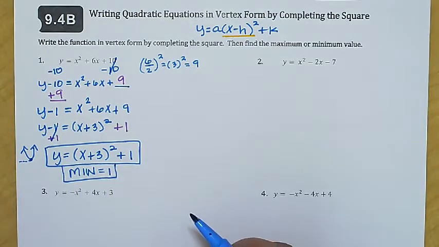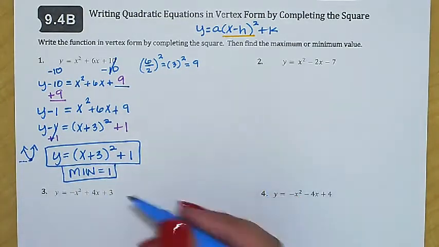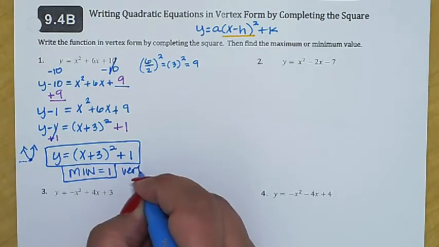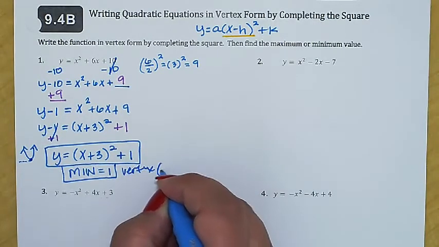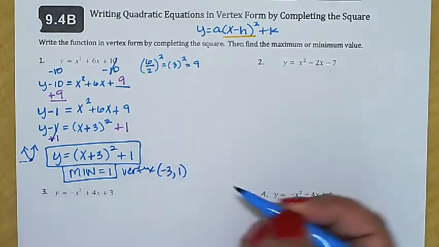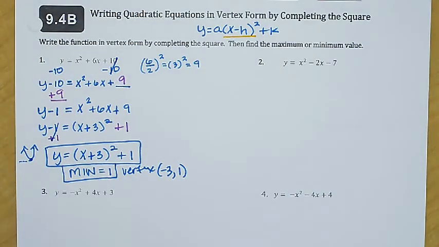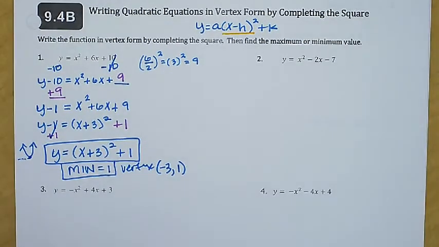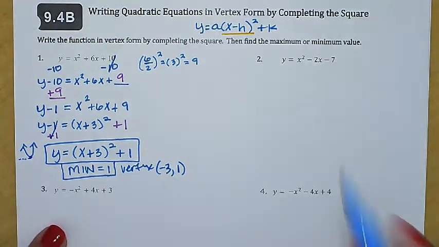There it is. Okay, and if they had asked, which I feel like we should have, the vertex would be at -3, 1. So let's go ahead and add that in there just in case. Okay, let's try the next one. Similar, again, if that a is 1, it really does make the game pretty simple.